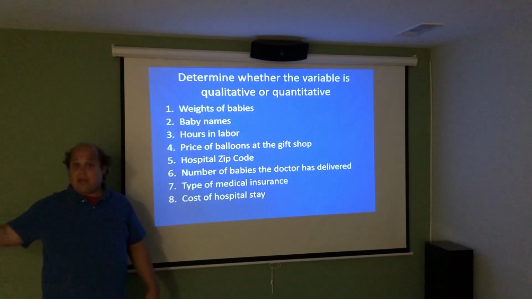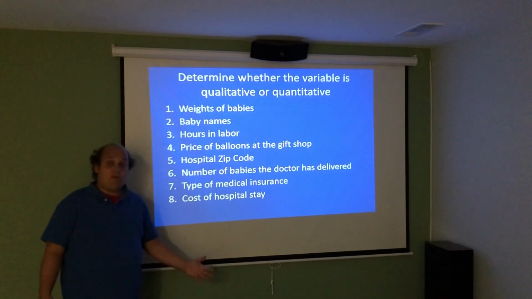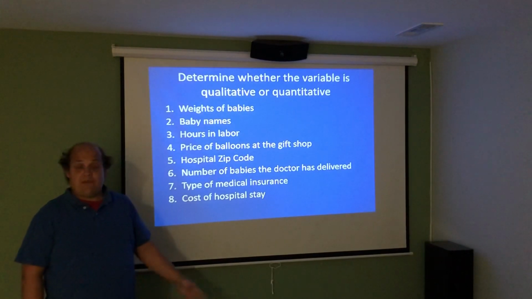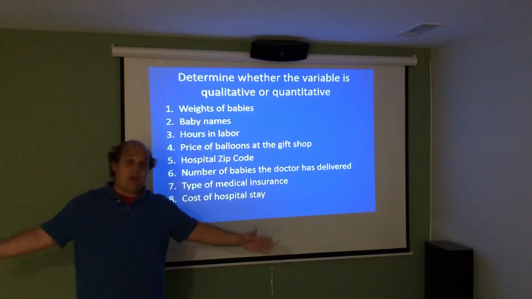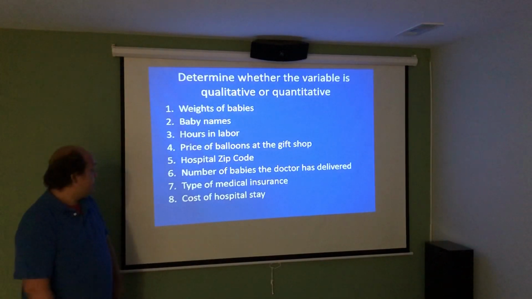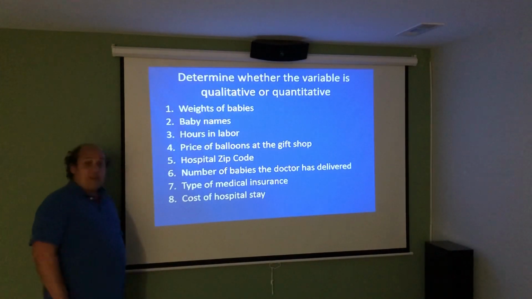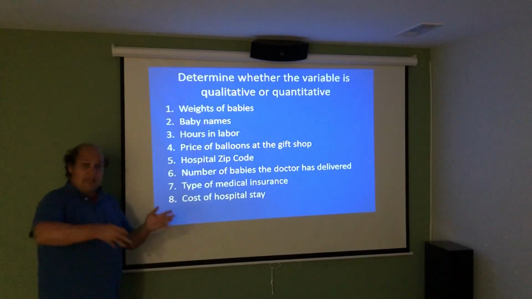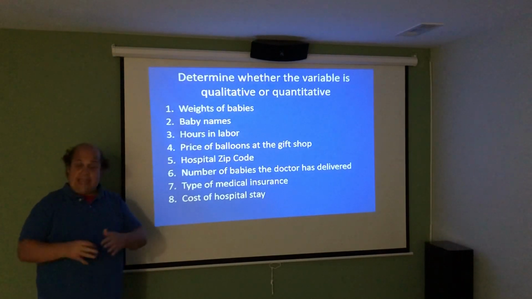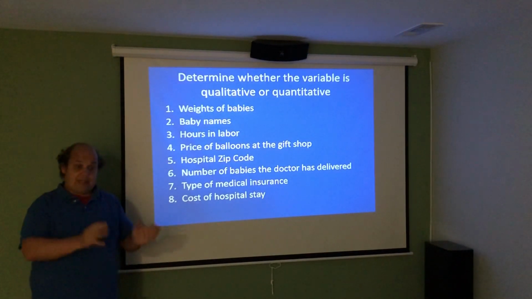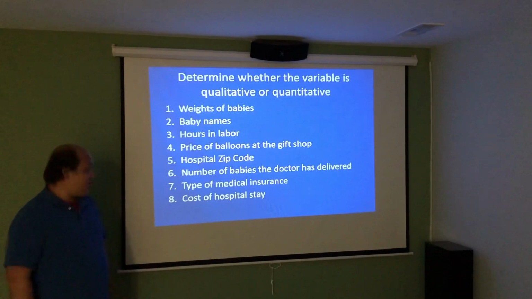I could have one doctor that in his career delivered 124 babies, another that delivered 85. I could set them up on a naturally occurring numerical scale. Type of medical insurance is qualitative. This person has Aetna, this person has Blue Cross Blue Shield. I can't really make comparisons between them, but I could say which one a patient belongs to.